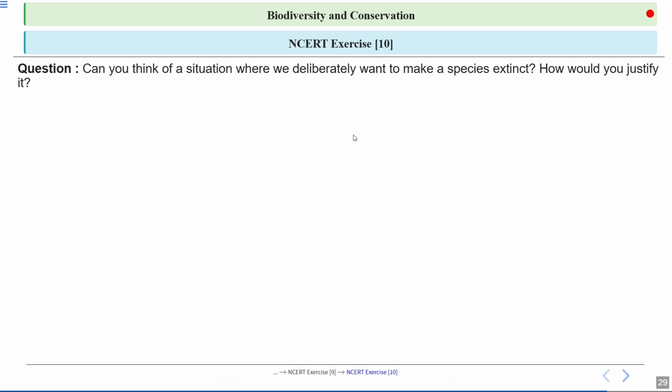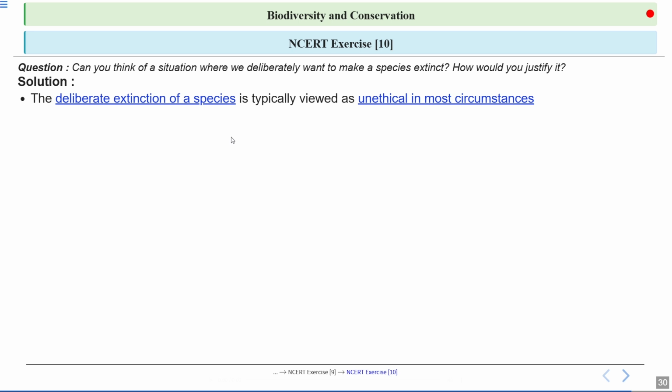Next question, can you think of a situation where we deliberately want to make a species extinct? How would you justify it? Let's discuss this question. Now, the deliberate extinction of a species is generally considered unethical because it leads to the loss of biodiversity, which is essential for ecosystem balance and human survival. Each species plays a unique role in its environment, and their extinction can disrupt the food chains, reducing genetic diversity and impacting ecological services like pollination and soil fertility. Ethically, humans have a responsibility to preserve life and maintain the natural balance.